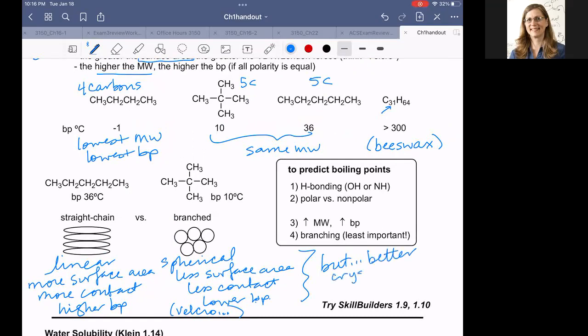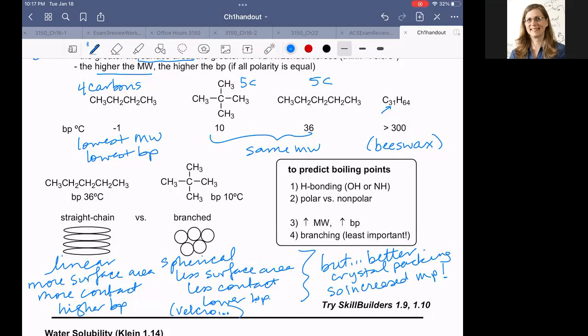Better crystal packing. It can pack more efficiently if it's spherically shaped, and so it has an increased melting point. Okay, we're not going to study melting points, because it turns out that there's more than just these intermolecular attractions. The way that they pack also impacts the melting point. So we don't have the ability to predict relative melting points. So we're going to stick to boiling points instead.